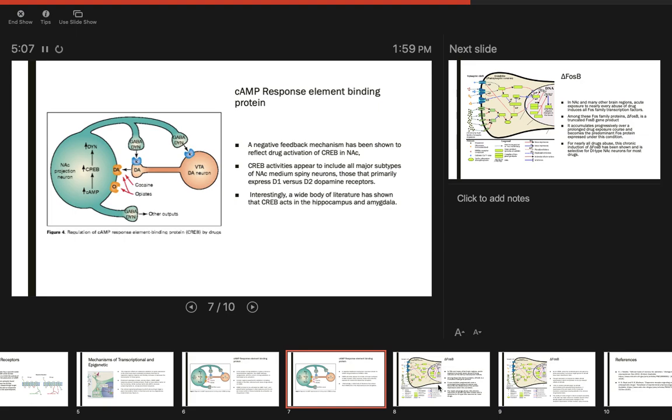A negative feedback mechanism has been shown to reflect drug activation of CREB in the NAc. CREB activities appear to include all major subtypes of NAc medium spiny neurons, those that primarily express D1 versus D2 dopamine receptors. Interestingly, a wide body of literature has shown that CREB also acts in the hippocampus and amygdala.